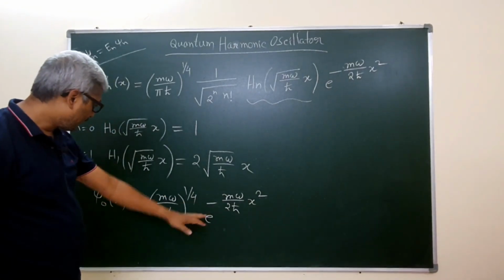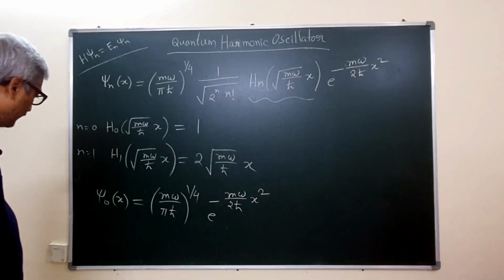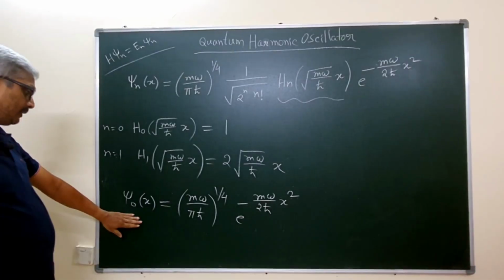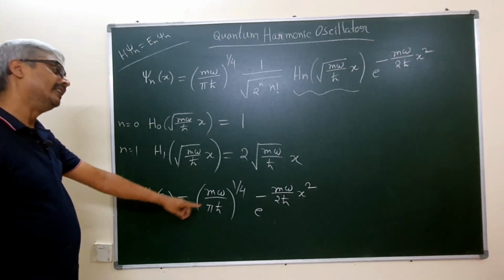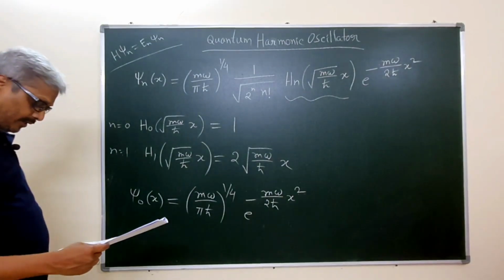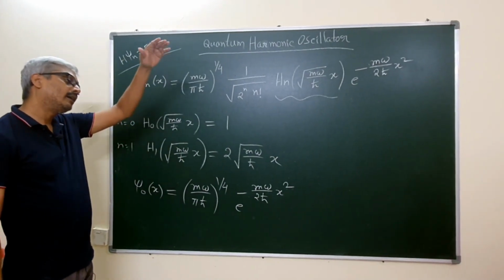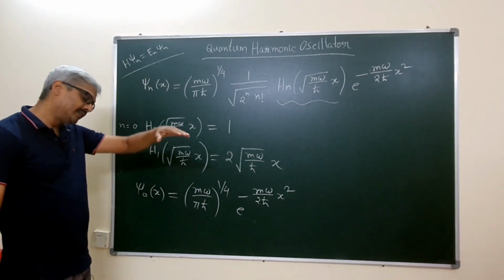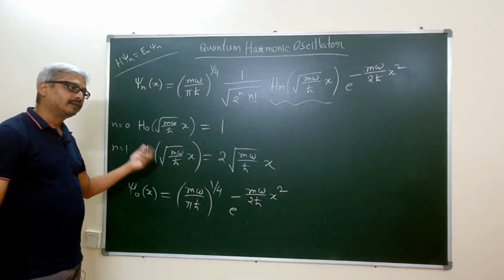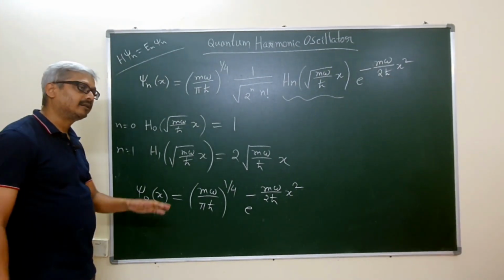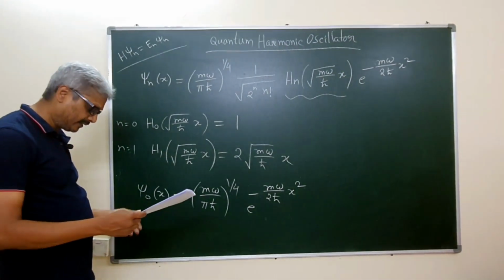So this is a Gaussian function, we can easily see that. This represents the ground state of the harmonic oscillator in the position representation. We can construct all the higher energy excited states for the harmonic oscillator using the creation and annihilation operators that I will show you in my next lecture.